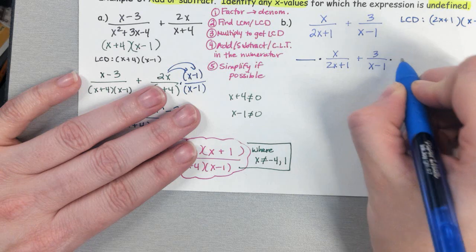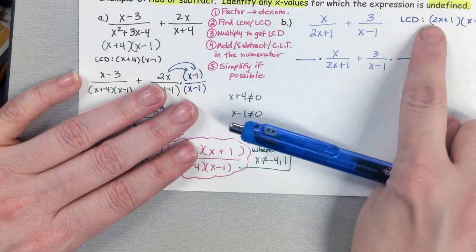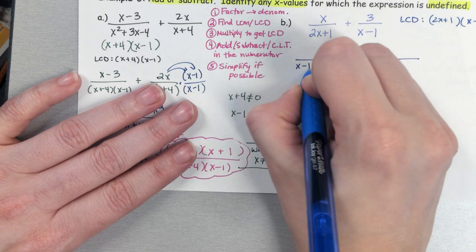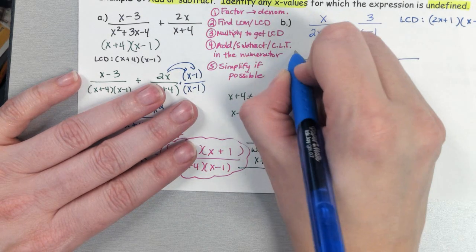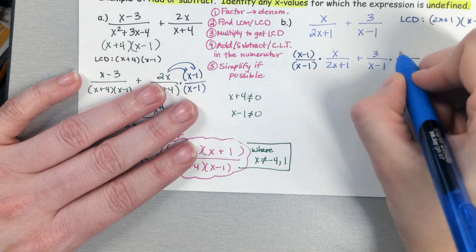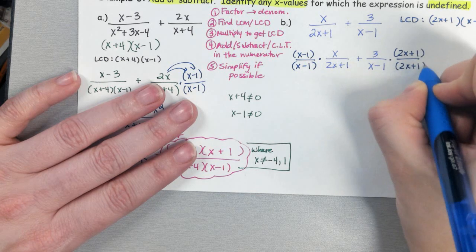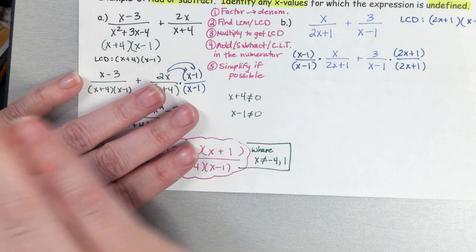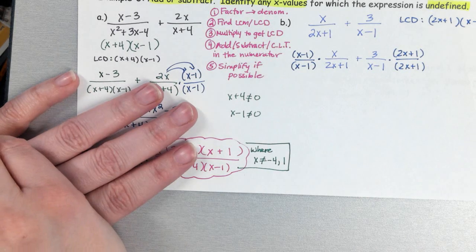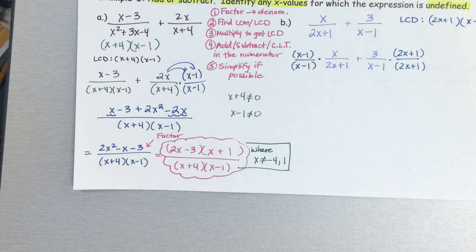So now we're going to multiply each one by what it's missing. So if 2x plus 1 is in the denominator, I have to multiply this one by x minus 1 over itself, because that's a 1. That's why I can do that. On this one, I'm going to multiply by 2x plus 1 over itself. Okay, and remember, the denominator you can keep the same. So go ahead and write out what the numerator is going to be. So do your distribution.